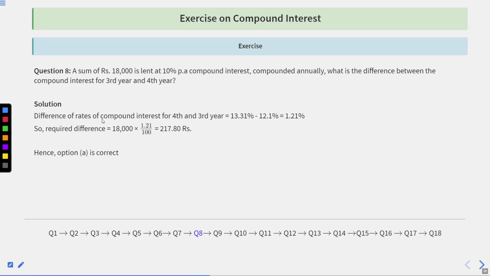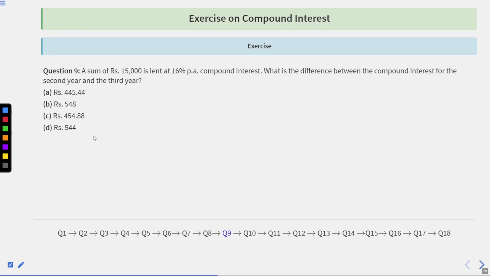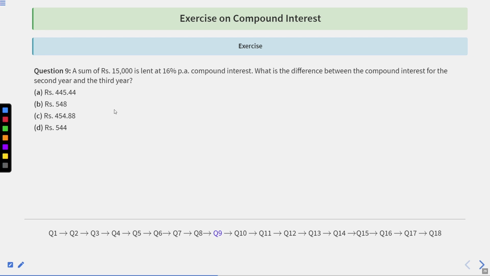So the difference of rate of compound interest for fourth and third year is 13.31 minus 12.1%, which is equal to 1.21%. So the required difference is 18,000 into 1.21 upon 100, which is 217.80 rupees. So the option correct here is option A. Question number 9. A sum of rupees 15,000 is lent at 16% per annum compound interest. What is the difference between the compound interest for the second year and the third year?